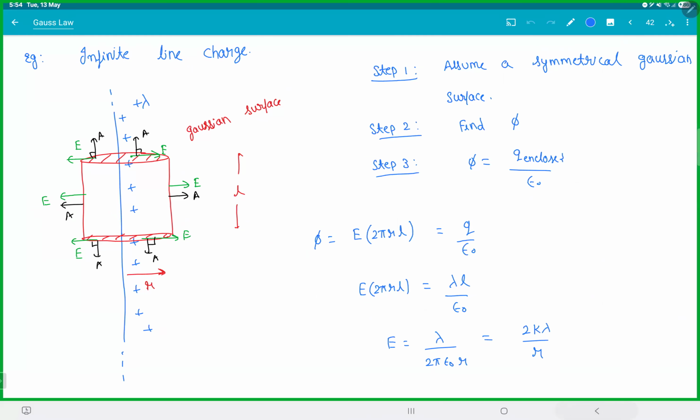Now, tell me one thing. Instead of an infinite line charge, if I take a finite line charge, meaning the length is only till here, is Gauss law still valid? I will take a surface like this. What is the problem? Gauss law is still valid. What is Gauss law? Flux is charge enclosed by epsilon.